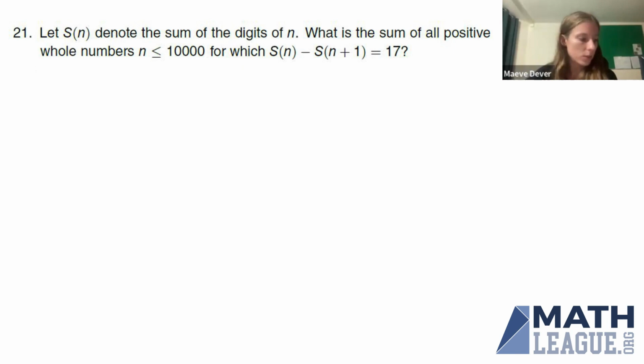Let S of n denote the sum of the digits of n. What is the sum of all positive whole numbers less than or equal to 10,000, for which S of n minus S of n plus 1 equals 17?